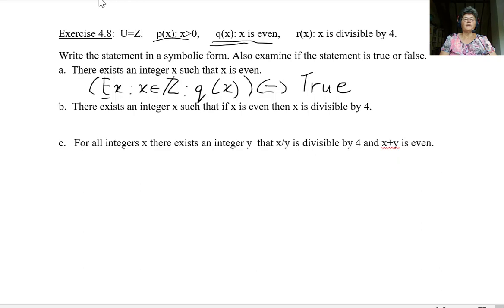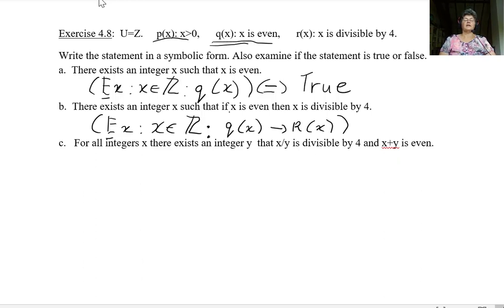Question B. There exists an integer. Okay, there exists. We name it x. Again, it's an integer, so the domain is set in such a way that if x is even, then. So there's an implication. X is even is again the function Qx. Implies, so if Qx, then Rx. X is divisible by 4.